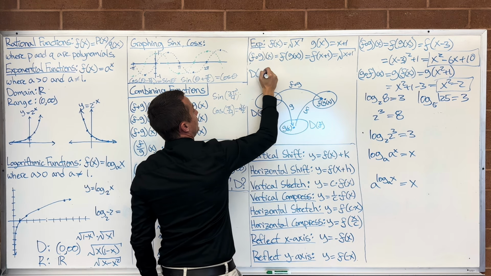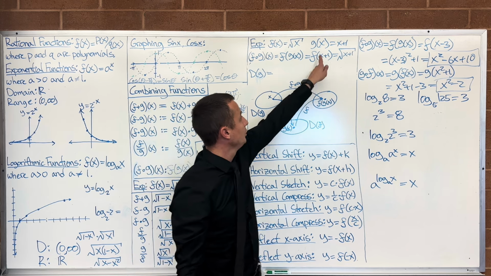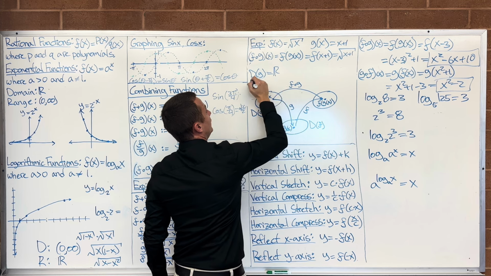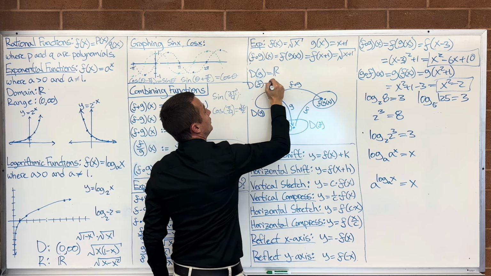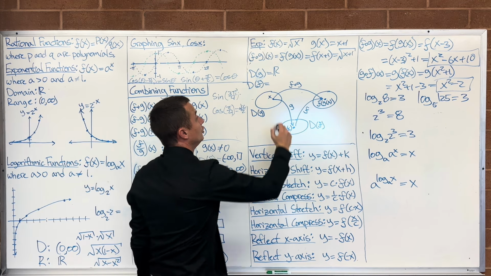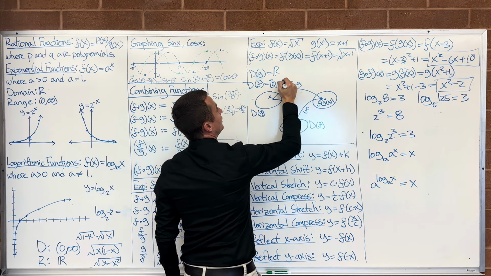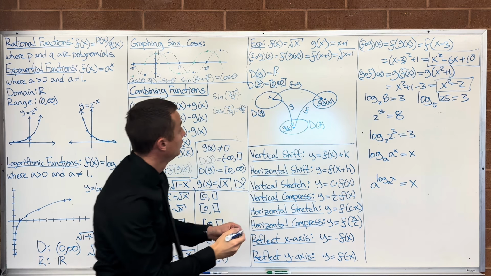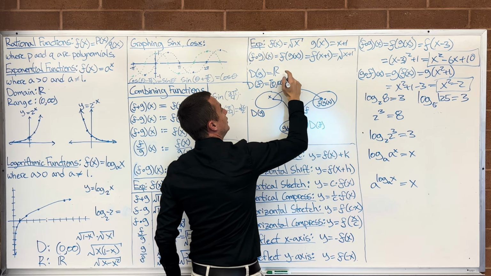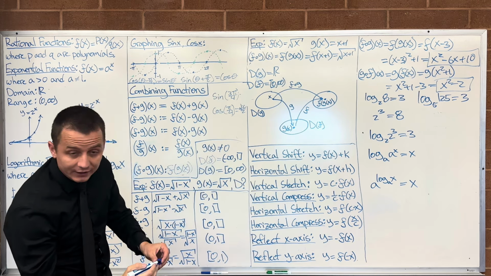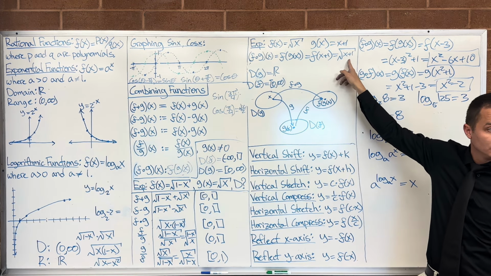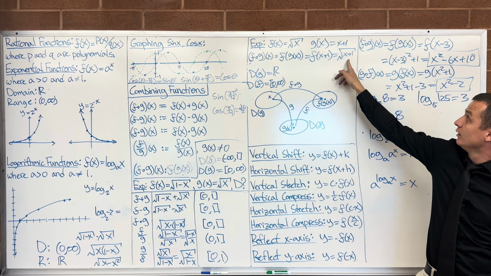Now, what is the domain of g? What's everything that we can plug into g? All real numbers. What is the domain of f? Zero to infinity, including 0, so a closed bracket at 0. So what is the domain of our whole new resulting function? It's the intersection between those two, so it's 0 to infinity.